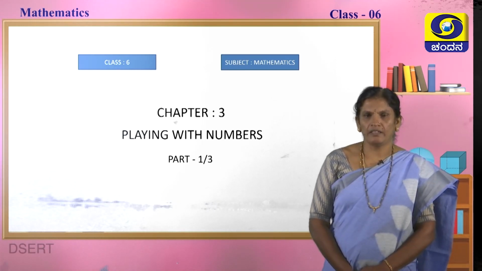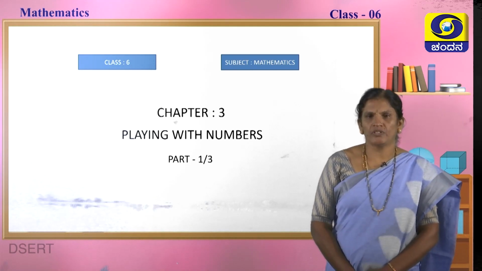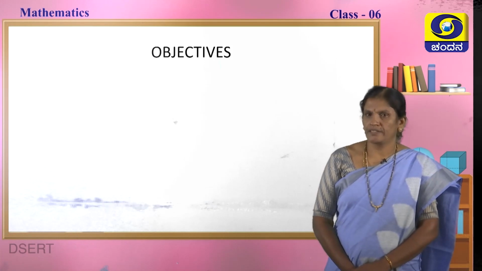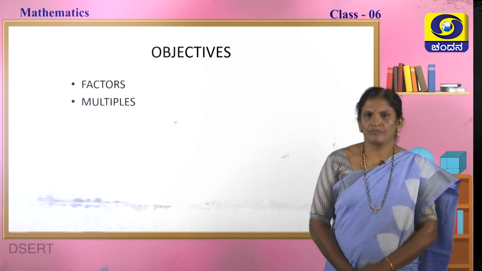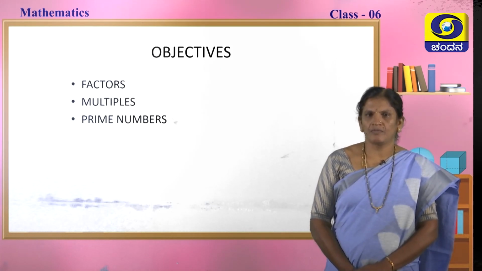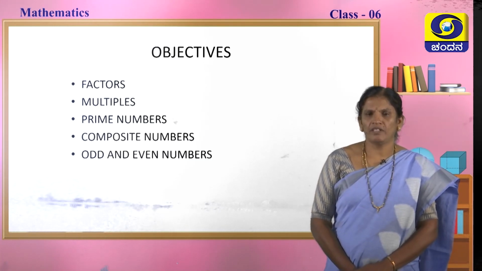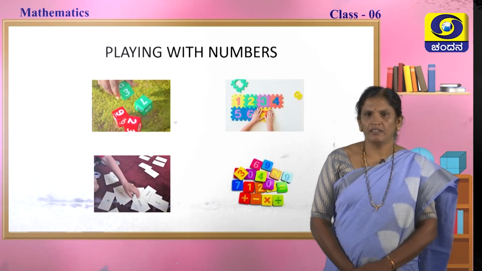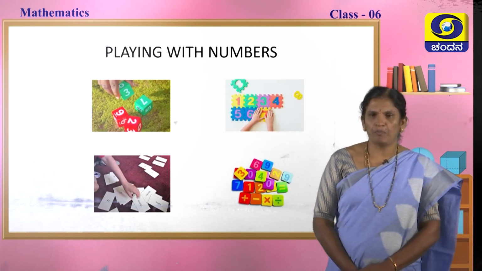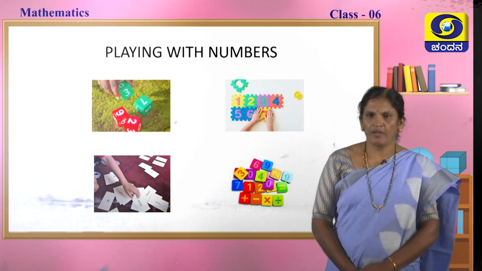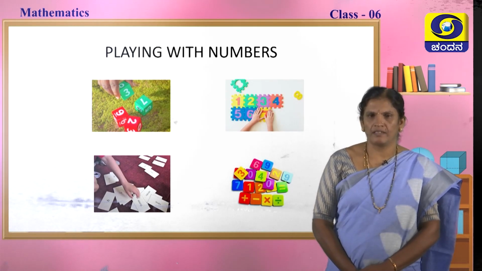Today we are learning chapter 3, playing with numbers. Objectives are factors, multiples, prime numbers, composite numbers, odd and even numbers. Children, in our daily life we play with numbers in various situations like calculating, counting, grouping, etc.